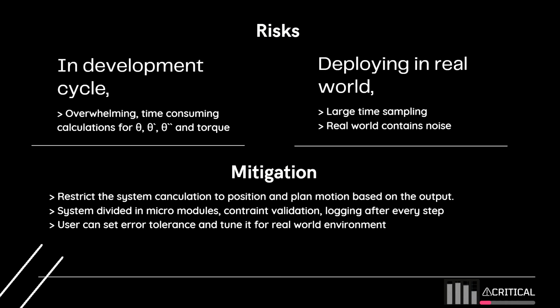So the risks involved in our project are divided into two main categories. The first one is the development cycle, and the second one is deploying in the real world. In the development cycle, we need to account for the time taken for calculation of joint angles and torque. And for deploying in the real world, the main challenges will be that the time sampling will be large in our implementation, and the real world will also contain a lot of noise.